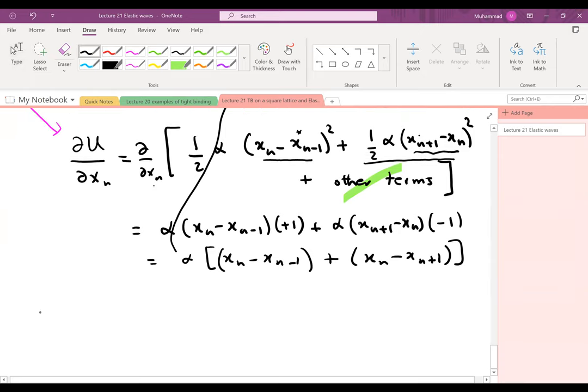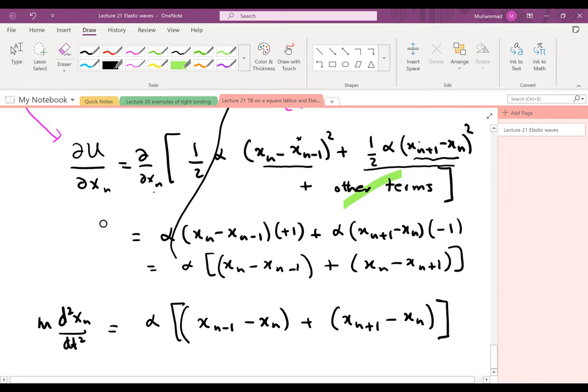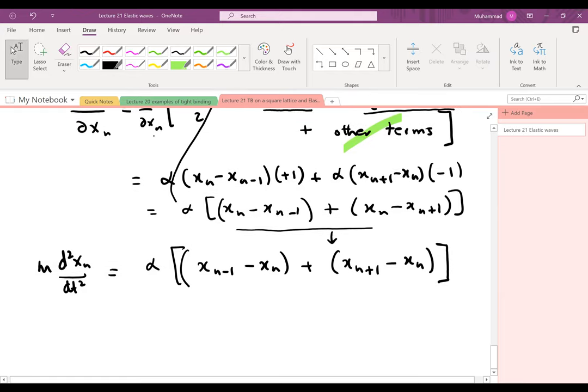So now let me write down m d square xn over dt square equals alpha times (xn minus 1 minus xn) plus (xn plus 1 minus xn). Right, so this is what I have. I just put a minus sign with it. This is my force.